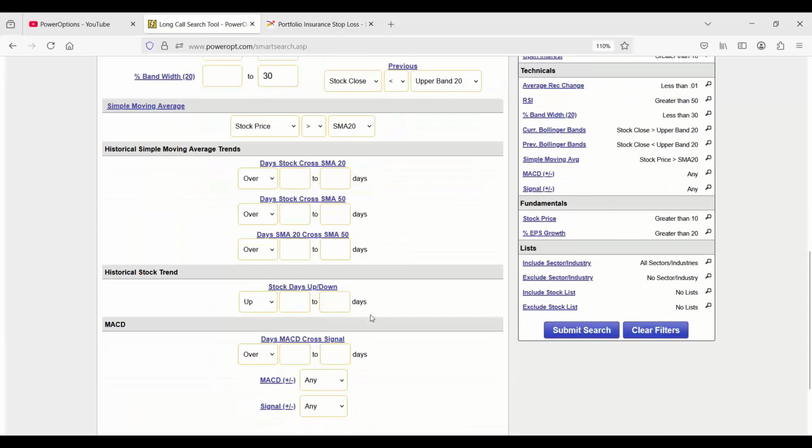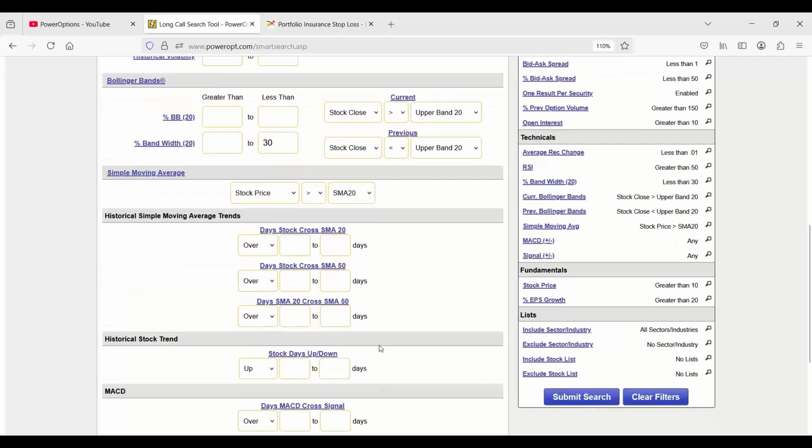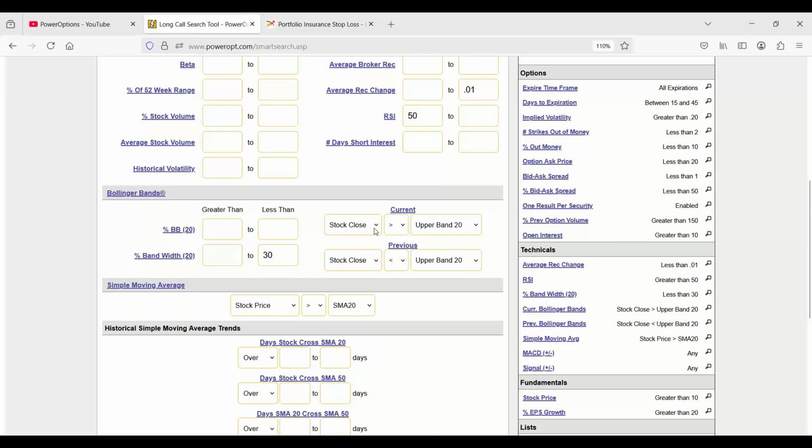We want a stock in an uptrend. We may be looking for stocks where the MACD has crossed the signal line in the past few days. And we're looking for stocks that have closed greater than the upper band currently, but we're below the upper band. It's looking for a break above the upper Bollinger Band.